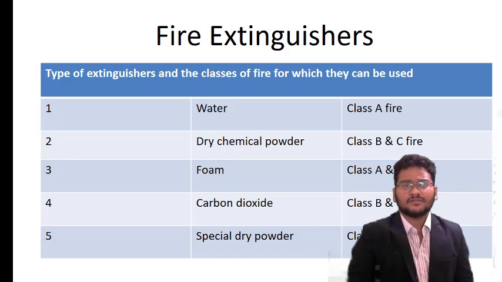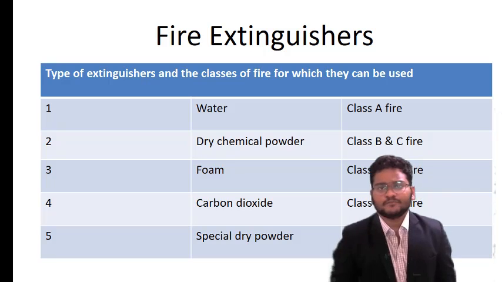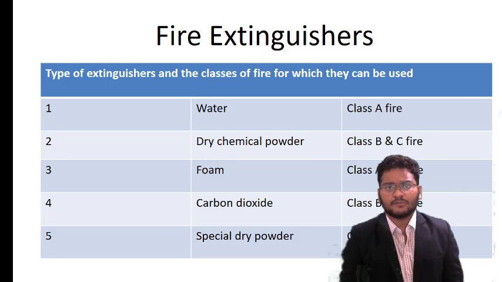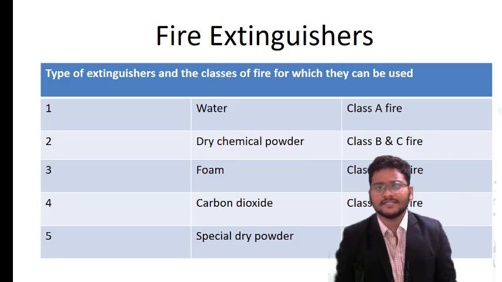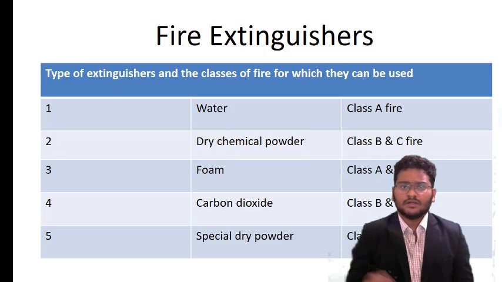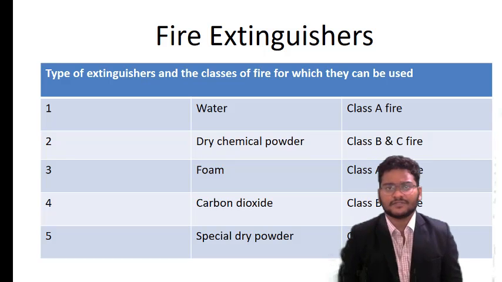So again we will repeat. The first one, water, we will use for class A. Next we will use the dry chemical powder, that one we are using for B and C. And next we are using the foam, that one we will use for A and B. Foam we will use for A and B.